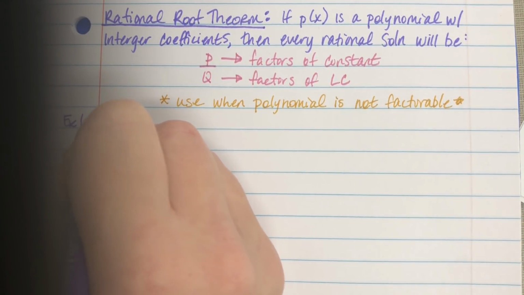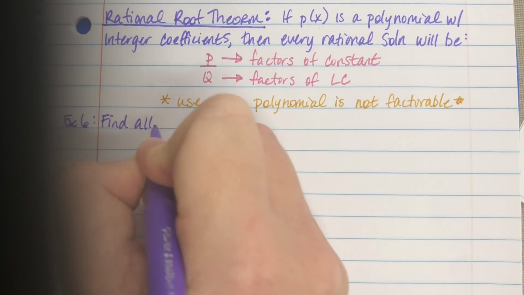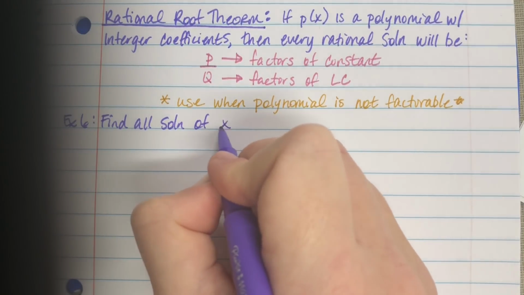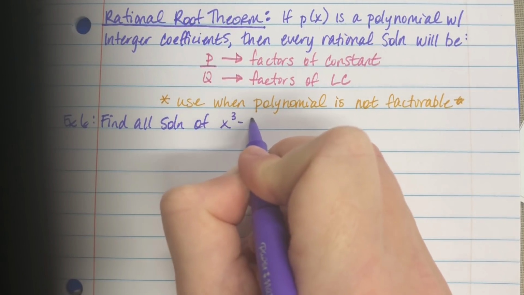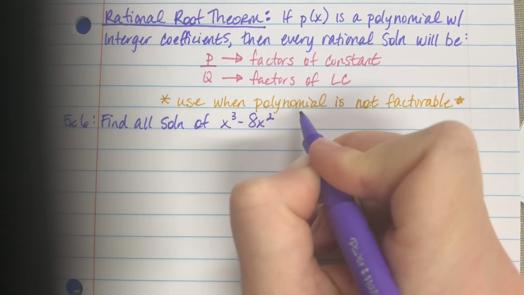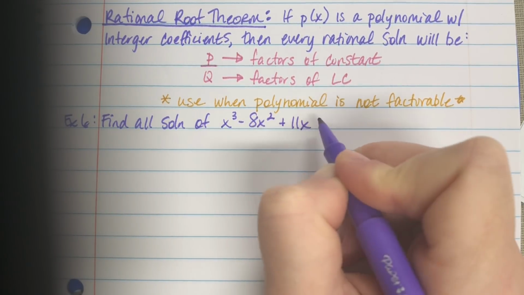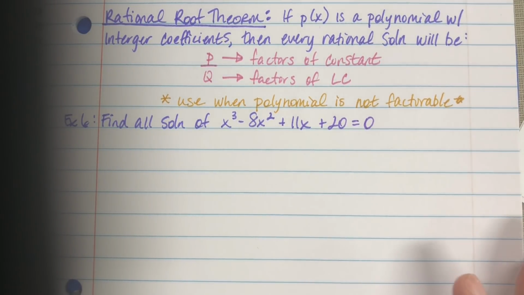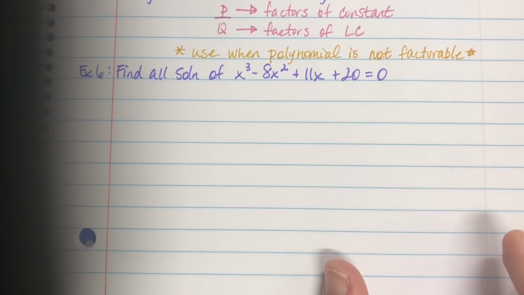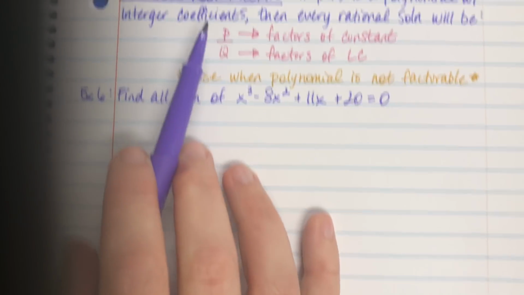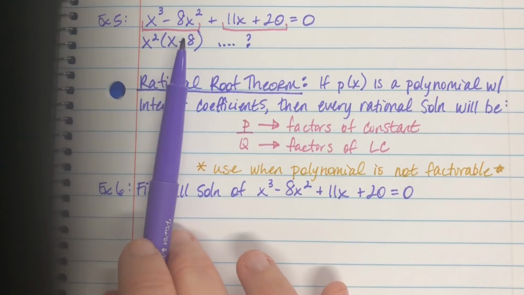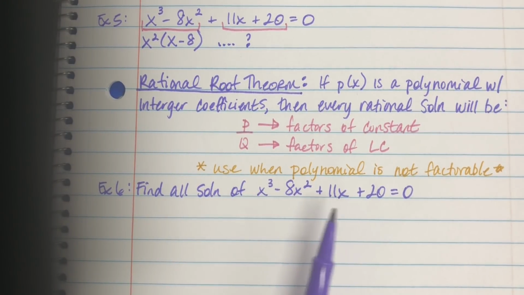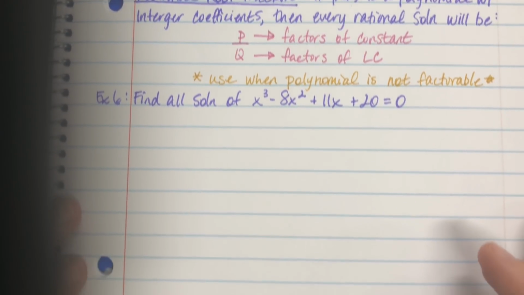Find all solutions of x cubed minus 8x squared plus 11x plus 20 equals 0. Find all the solutions. So this is the problem that we just looked at a second ago, where we had 4 terms and we tried to group it, but we couldn't. So I already know that this problem is not factorable. I'm going to have to use the rational root theorem.